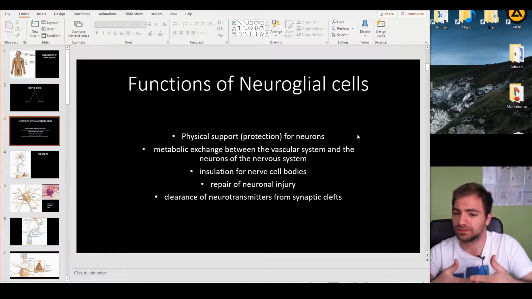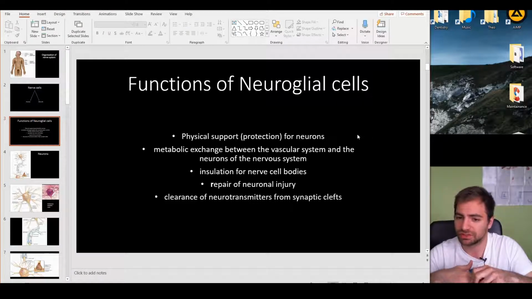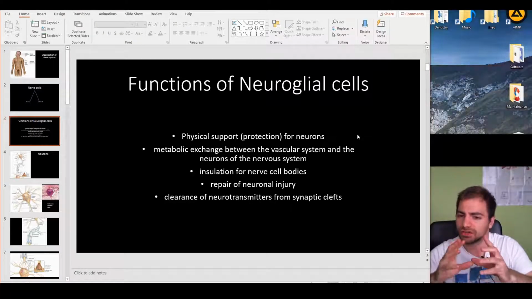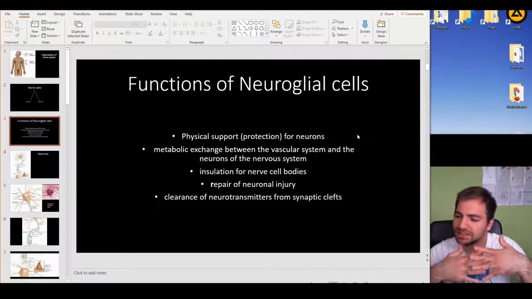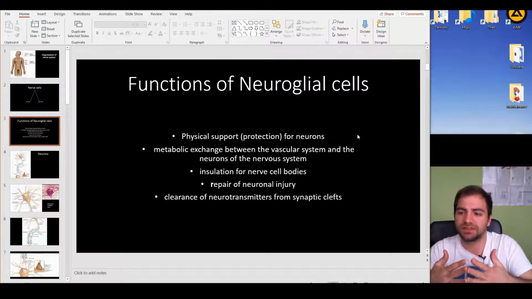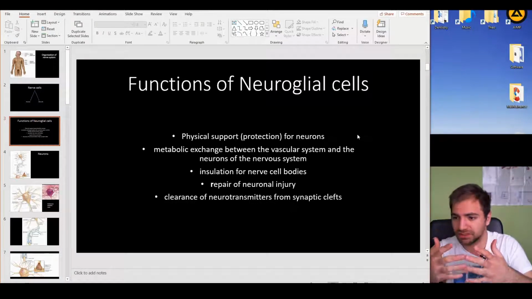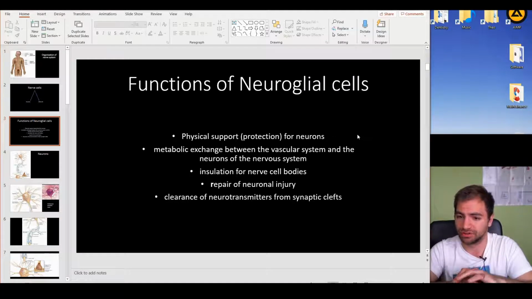Well, first off, there's the physical support of the neurons, the mechanical protection. Then we have the metabolic exchange between the vascular system and the neurons of the nervous system. We will actually see many cells that focus exactly on this, that form the blood-brain barrier and the blood-CSF barrier, and of course these structures are necessary to maintain a healthy CSF and many other points that we'll discuss in a bit. The point is that because of the supportive cells, we're able to better regulate metabolically, also when it comes to nutrients and oxygen, between the nerve system and the rest of the vascular system.